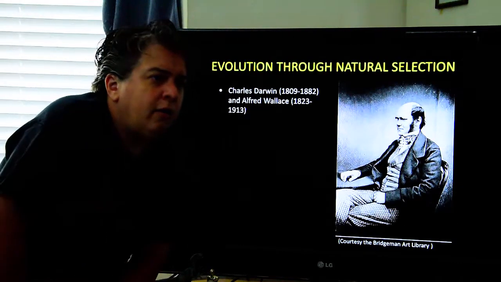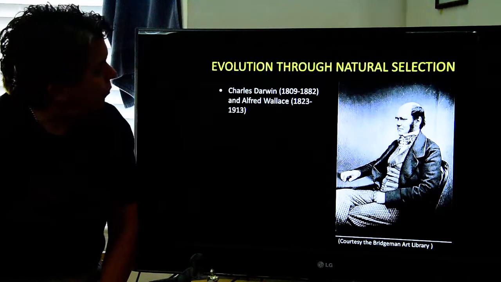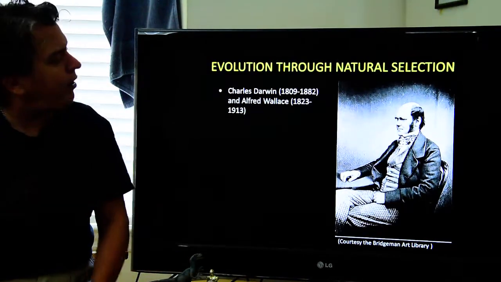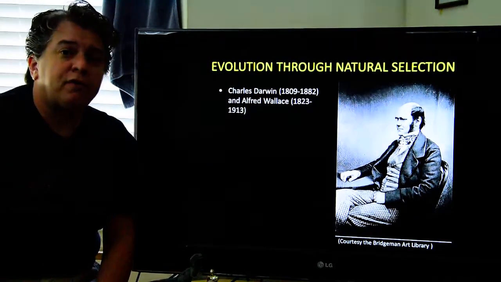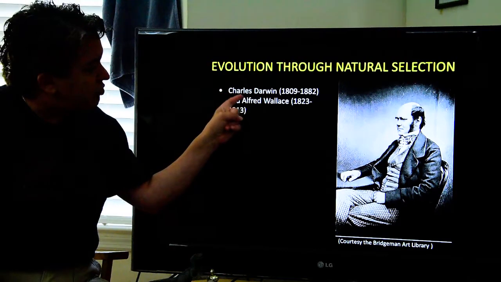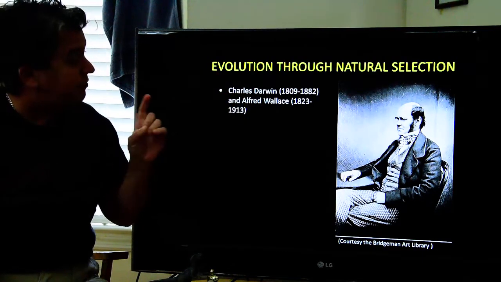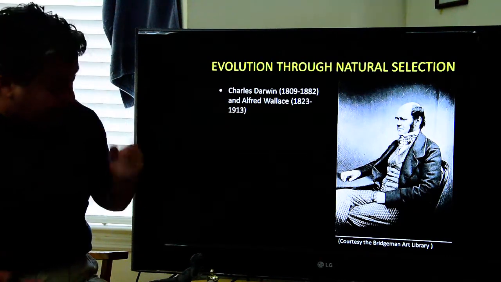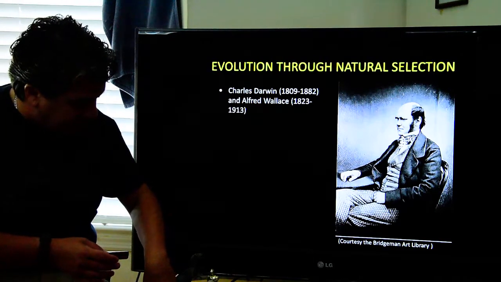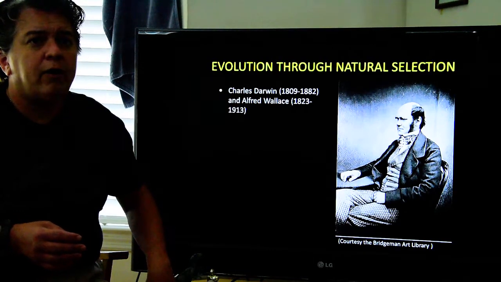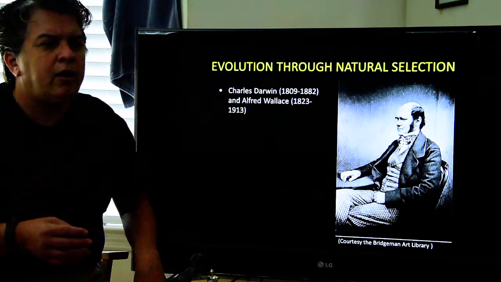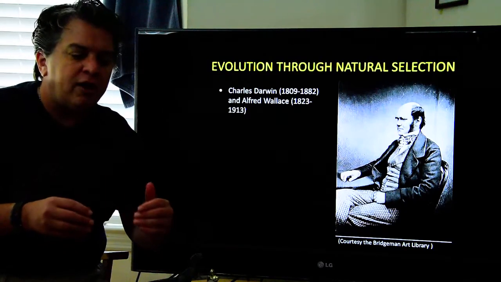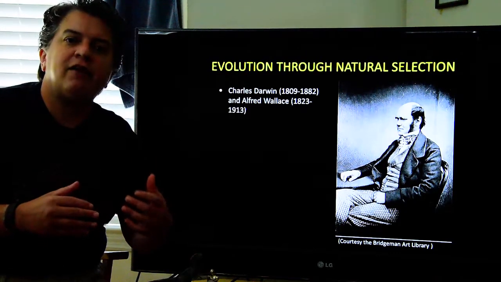And about 100 years later or so, we get Darwin's hypothesis or theory now of evolution through natural selection. Everyone remembers Charles Darwin as proposing this, but working at the same time was someone named Alfred Wallace, who came up with the same idea of natural selection. So Darwin actually sailed on an exploratory mission around the world on a British exploring vessel called the HMS Beagle.